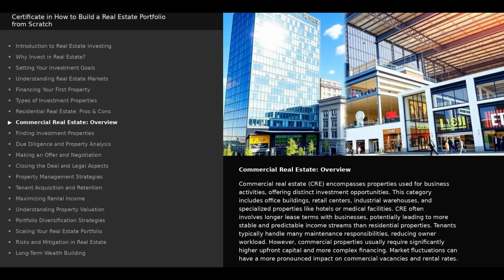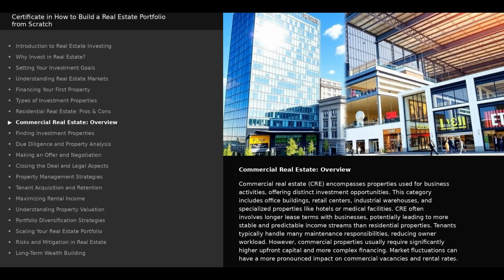Commercial real estate overview. Commercial real estate, CRE, encompasses properties used for business activities, offering distinct investment opportunities. This category includes office buildings, retail centers, industrial warehouses, and specialized properties like hotels or medical facilities. CRE often involves longer lease terms with businesses, potentially leading to more stable and predictable income streams than residential properties. Tenants typically handle many maintenance responsibilities, reducing owner workload.